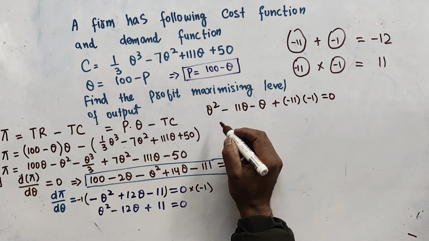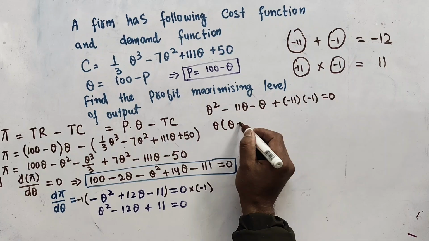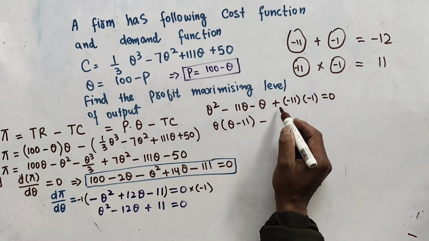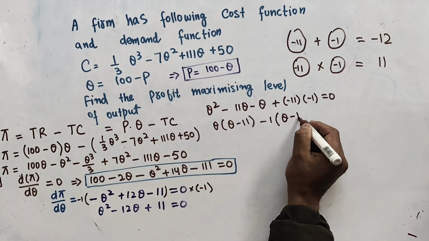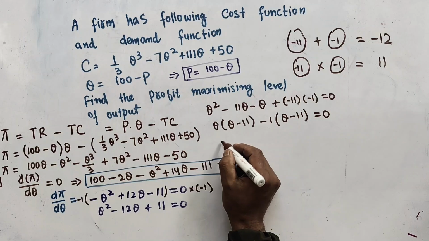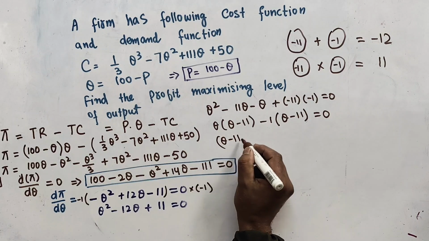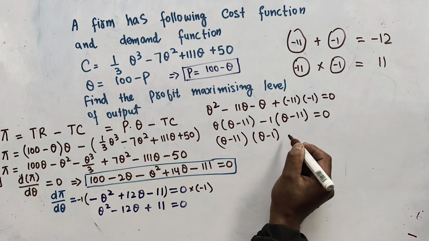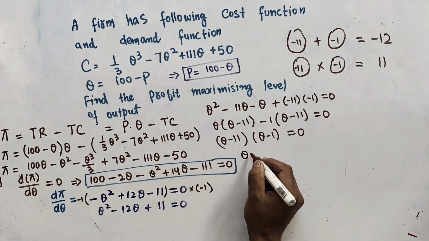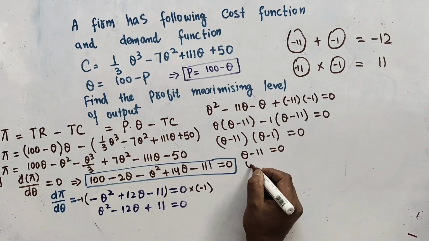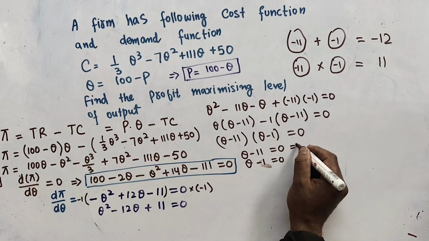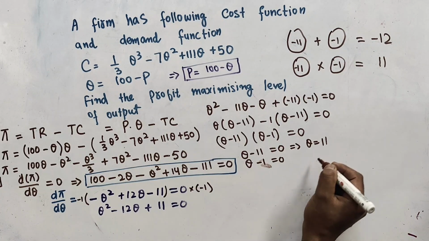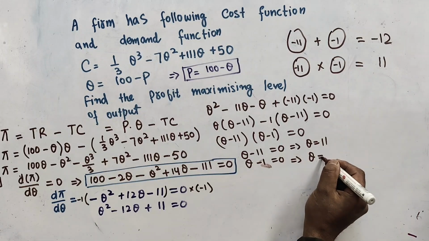So factor out q in the first two terms, so q is equal to q minus 11 here, and let us take minus 1 common from the last two terms, so we are left with q minus 11 is equal to 0, which implies, let's take now q minus 11 common, so we are left with q minus 1, and it is equal to 0, which implies either q minus 11 is equal to 0 or q minus 1 is equal to 0. This implies q is equal to 11, and this implies q is equal to 1.